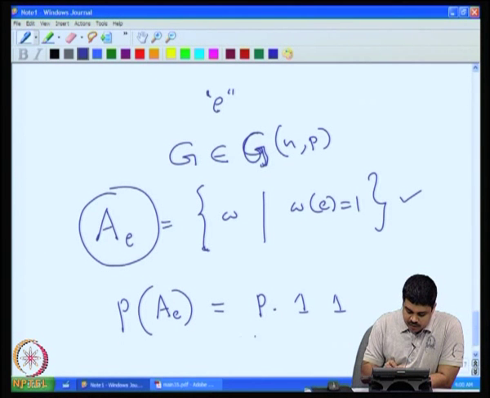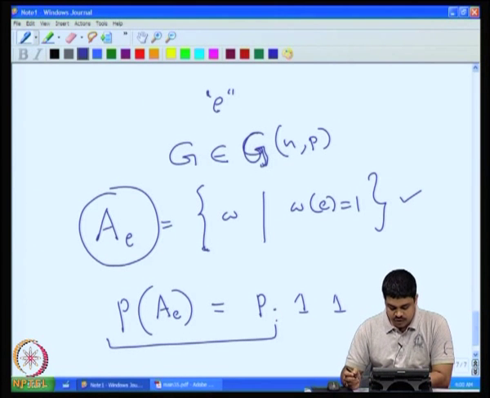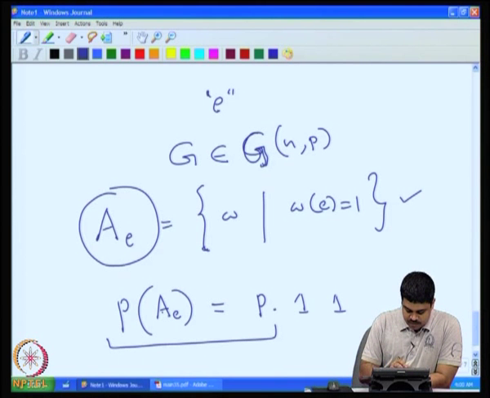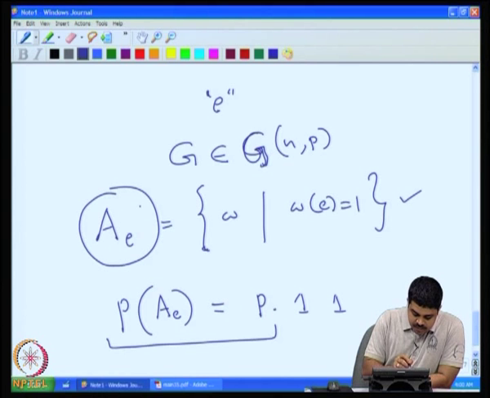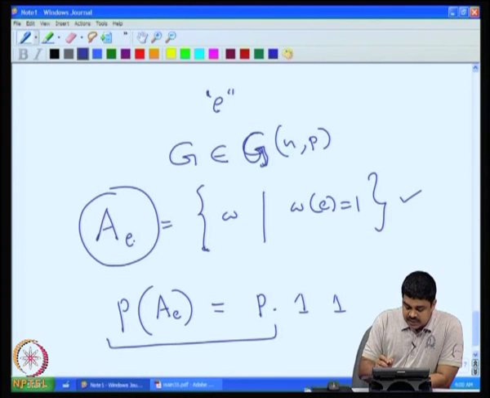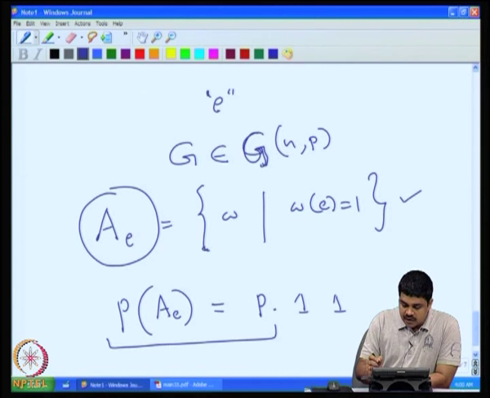So, this probability will be... before that, what we should understand is, what does it mean by the probability of A_E? That is essentially the sum of the probability values associated with the graphs with that edge present in it.